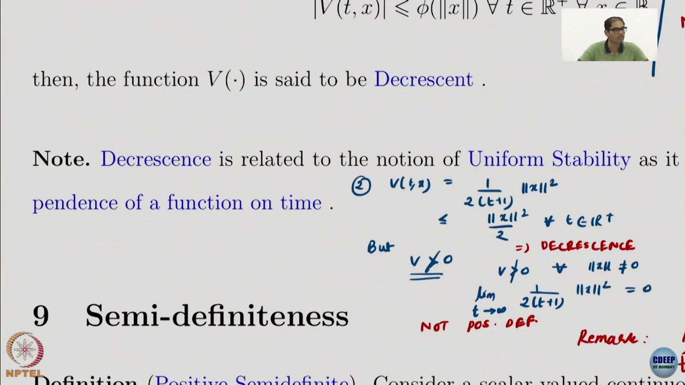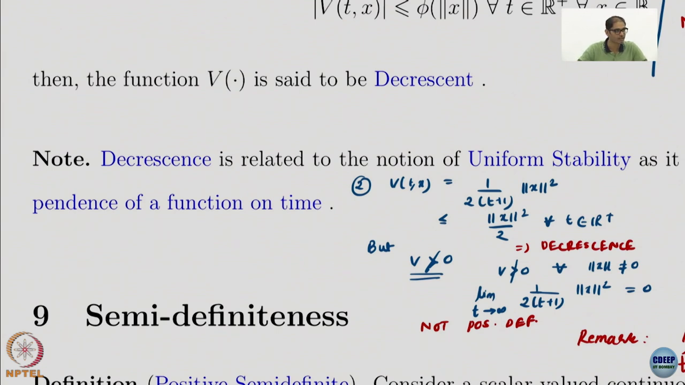If you give me any class k function to compare with, I note that this is a decreasing function of time. I will keep bumping up time and I will go below your class k function, okay? So this can never dominate any class k function, therefore it is not positive definite, okay? So somehow one might get an impression that both seem mutually exclusive, right? If you have a positive definite function, you did not get decrescence. If you got decrescence, you didn't get positive definiteness, okay?